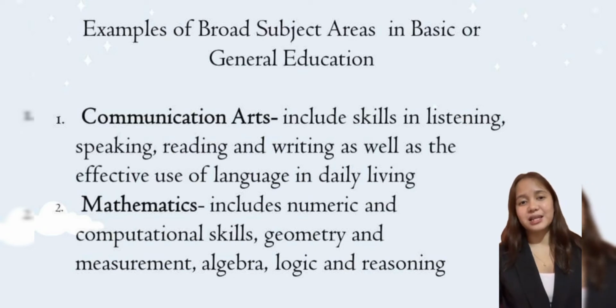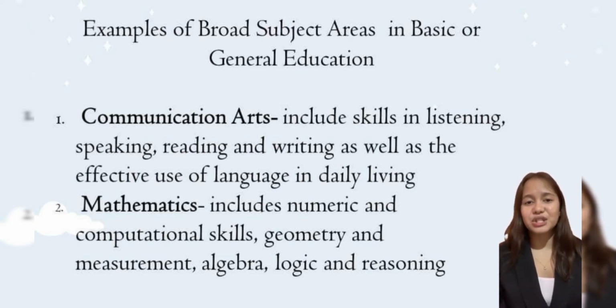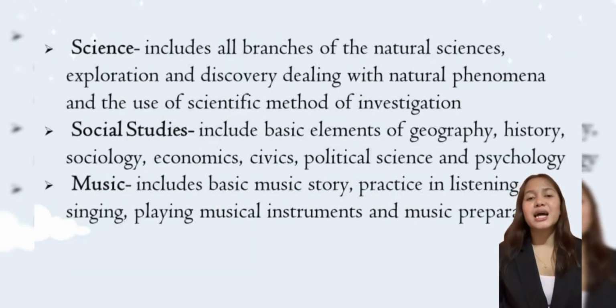Next, we have mathematics. It includes numeric and computational skills, geometry and measurement, algebra, logic and reasoning. Mathematics aids in the understanding of how things work, the development of wisdom, and the improvement of intuitive speed in children, and when mathematics is applied as a career, money can be made. It is critical in a rapidly changing world since it makes the child smarter and allows them to interact with the outside world. Next, we have science.